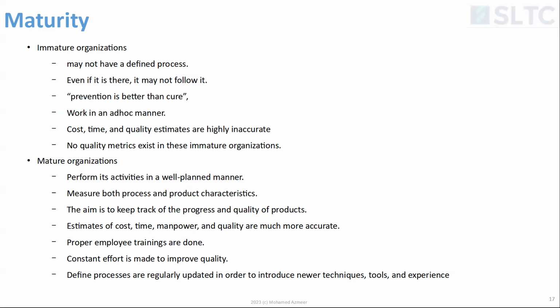The aim is to keep track of the progress and quality of products. So we need to track the progress and the quality of the product. And then estimates of cost, time, manpower, quality are much more accurate because we have a process now. How do you maintain that? You give good training to your staff. Proper employee trainings are done.